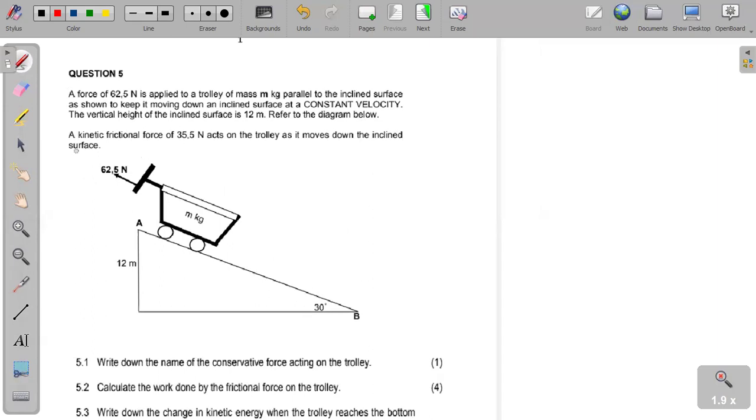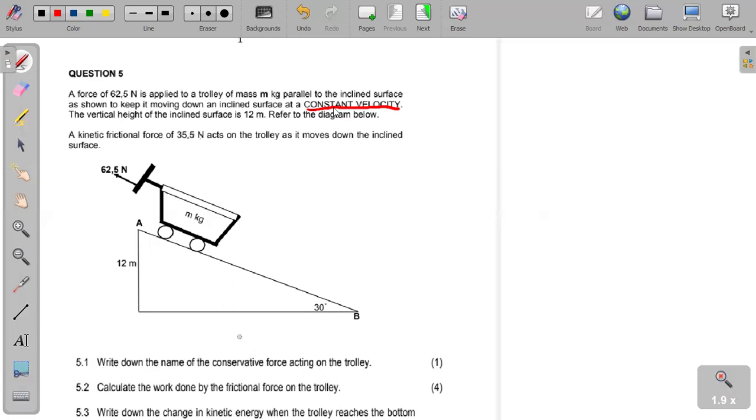A kinetic frictional force of 35.5 Newton acts on the trolley as it moves down the inclined surface. So there is our diagram, right? Of course there are questions, but before we attempt them, there's something I wanted us to take note of. Sometimes the examiner gives us information just above the question, and there are certain key terms that the examiner makes an effort to highlight as a hint or a clue on how to answer the questions that follow.